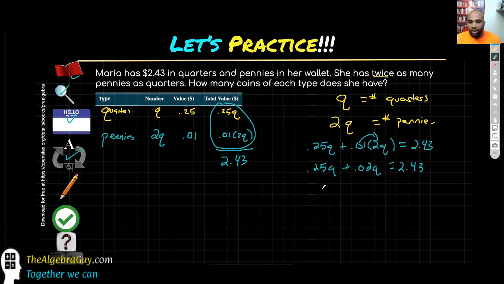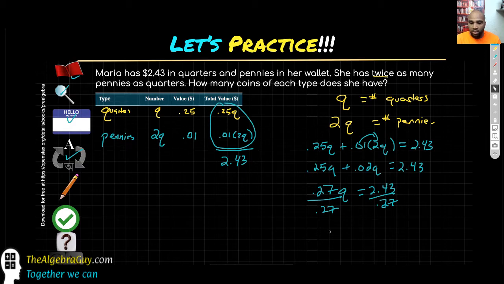I can combine my q's. 25 cents plus 2 cents is going to give me 27 cents Q, and that's equal to 243. And now I could divide by 27 cents on each side, or 0.27.